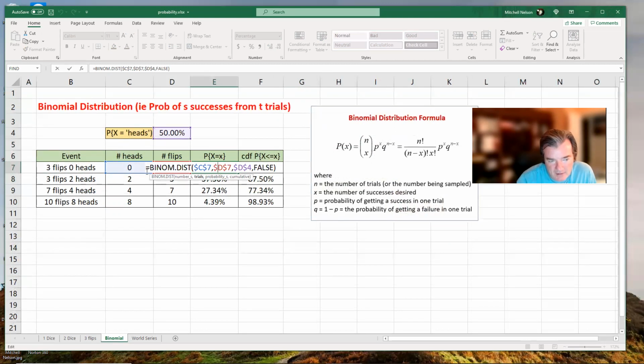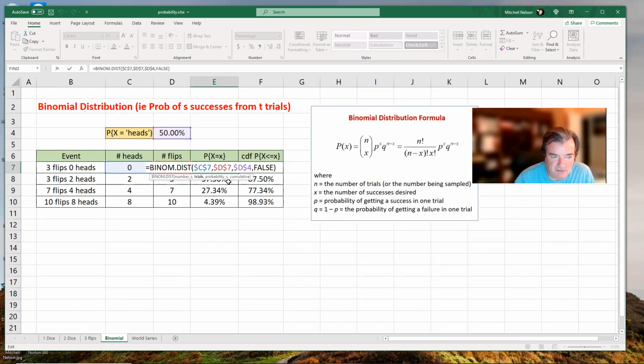So in Excel, we have a function called binom.dist, which is short for binomial distribution. We're going to put in the number S, how many successes we have, and we're going to put in the number of trials, and then we're going to put in the probability that we get a success.